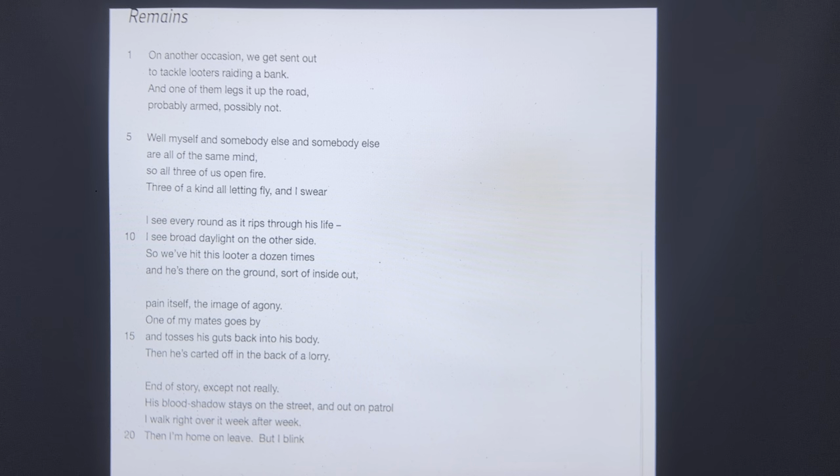So we've hit this looter a dozen times and he's there on the ground, sort of inside out. Pain itself, the image of agony. One of my mates goes by and tosses his guts back into his body. Then he's carted off in the back of a lorry. End of story, except not really. His blood shadow stays in the street and out on patrol, I walk right over it week after week.